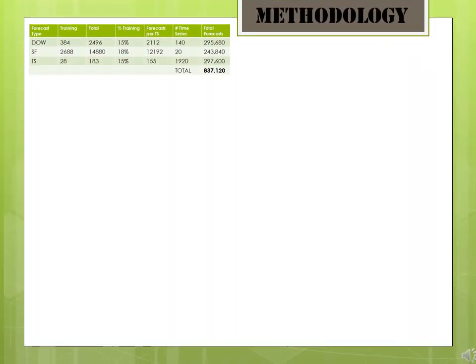A summary of the forecast type being used based on the 3 buckets identified can be seen above. Approximately 15 to 18% of the data is used for the initial training of the forecast model. In total, over 837,000 forecasts will be executed in this research.